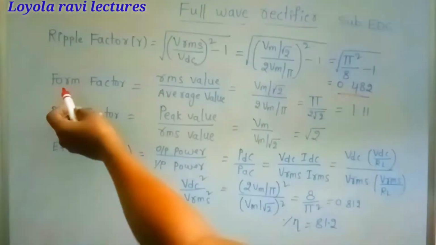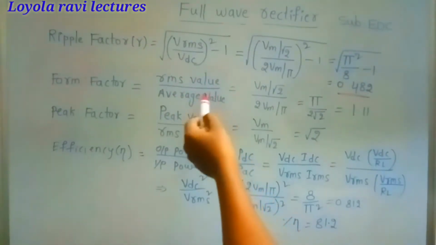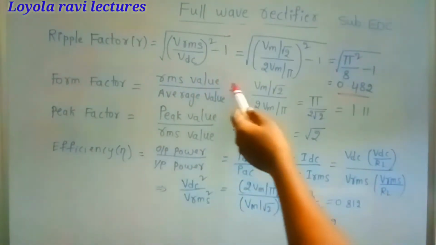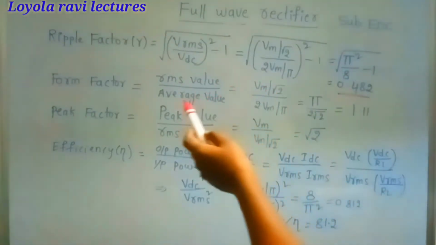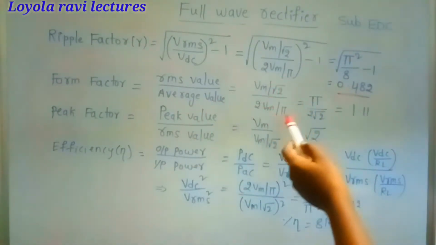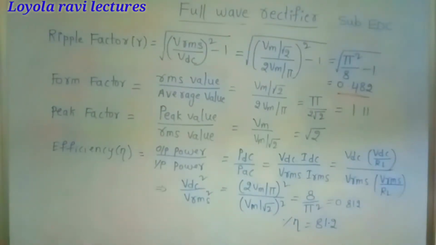Similarly, the second parameter is the form factor. Form factor is RMS value by average value, otherwise RMS voltage by average voltage. RMS value is nothing but Vm by root 2. Already we know that the average value is 2 Vm by pi. Then Vm gets cancelled, pi by 2 root 2, that is 1.11. 1.11 is the form factor.